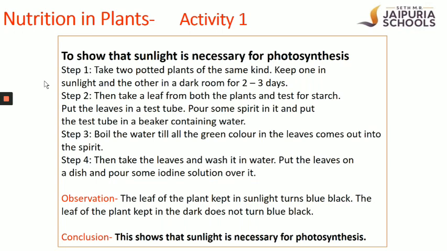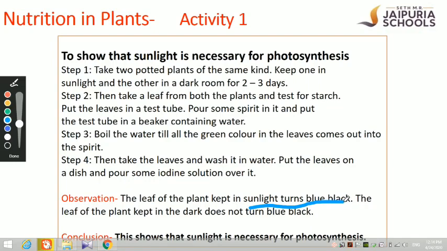Now, on treating a leaf with iodine solution, if it turns blue-black, that means starch is present. And if it does not turn blue-black, that means starch is not present. The leaf that was kept in sunlight turns blue-black in color. That means that leaf performed photosynthesis and produced carbohydrate, which later changed into starch.